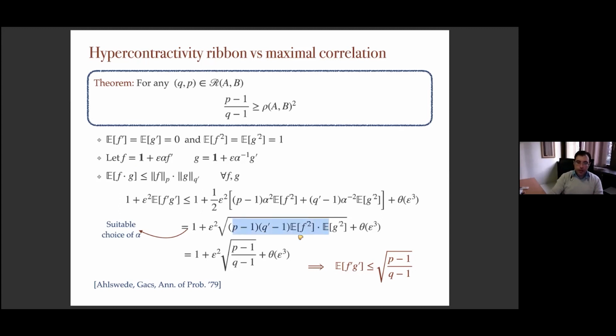So you come up with this one, and then by using the fact that these are normalized, this normalization here, and rewriting q prime in terms of q, you would come up with this inequality. Then, comparing the two sides of the inequality, you would realize that the expectation of f prime g prime is at most this one. And if you maximize the expectation of f prime and g prime over f prime and g prime, that would be the maximal correlation. And that's why the maximal correlation is at most the square root of (p minus 1)(q minus 1).